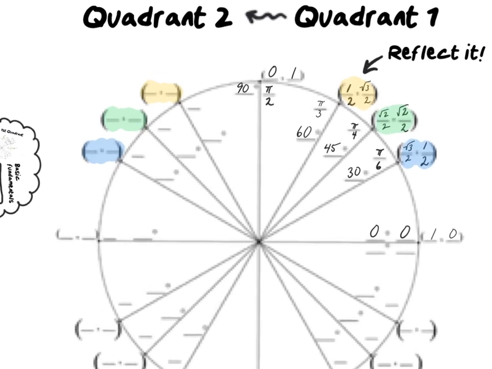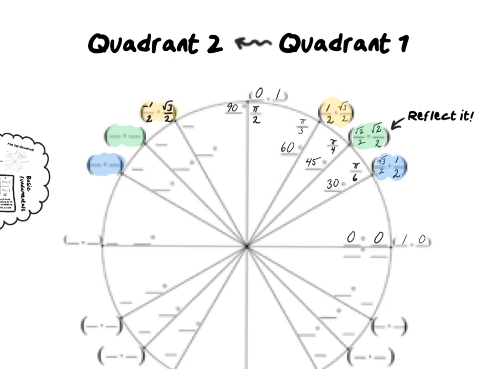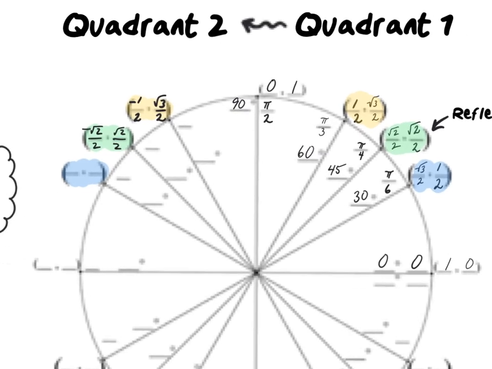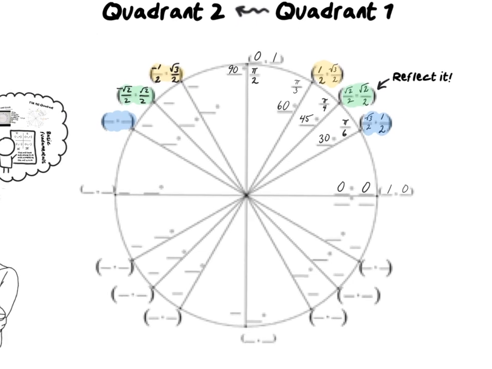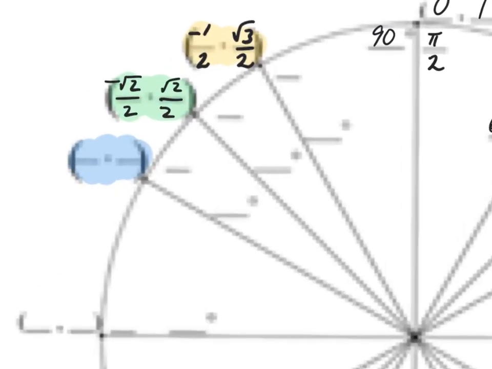So let's reflect that point. I'm gonna put 1 over 2 and square root 3 over 2. Now remember, I am in the second quadrant, which means this will be a negative. So if I take this one, I can also reflect it. Both of those had a square root 2 over 2. And remember, my x value is negative. Now let's reflect my last point. All right, so here I'm gonna have a square root 3 over 2 and 1 over 2. And remember, the x value is negative.